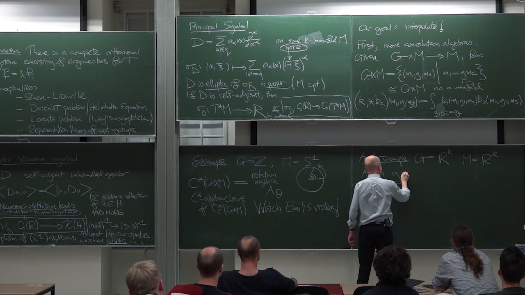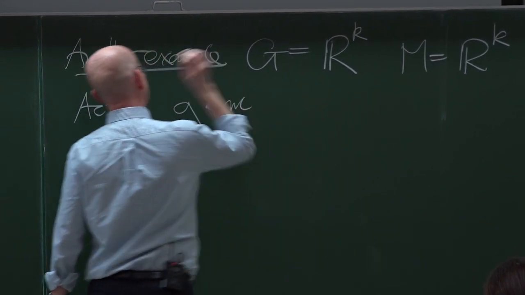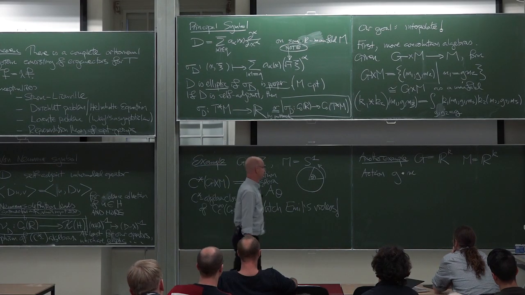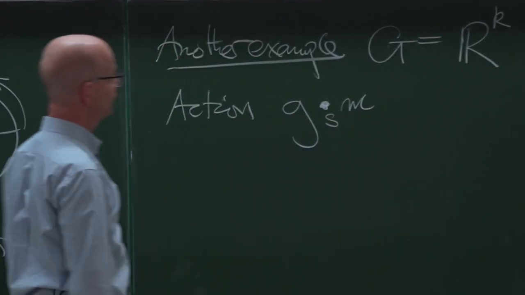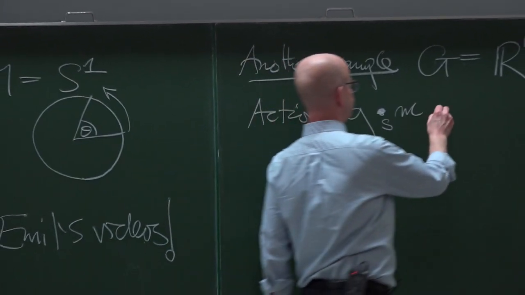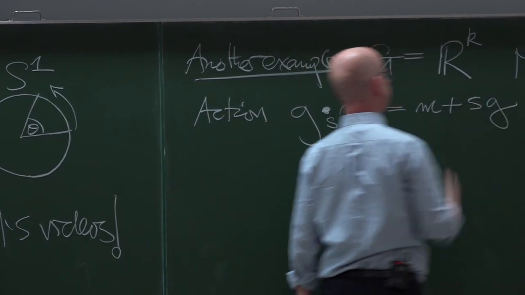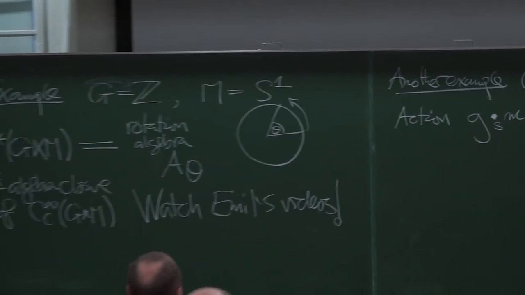If you have a group element, which is really just a vector in Rk, and you act on a manifold element, which is really just another element of Rk. Actually, there's a whole bunch of actions, and I want to consider them all at once, so I'll put a little s there. What you do is you just translate by s times g. You're allowed to do that. That makes sense, and that's a well-defined action.